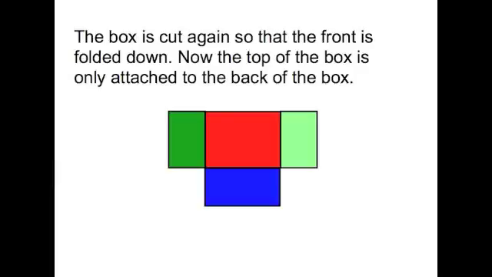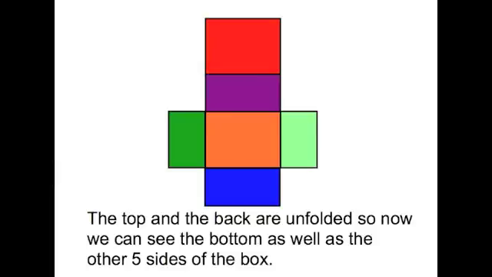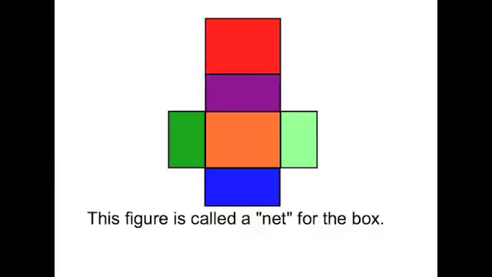Now the top of the box is only attached to the back of the box, so we don't need to make any more cuts, but the only way to unfold it now is to unfold the top above, the back comes out in purple, and now we can see the bottom of the box, which is orange. And apparently this box was empty. Well, this two-dimensional figure that represents the 6 faces of a three-dimensional figure, in our case a box, is called a net.